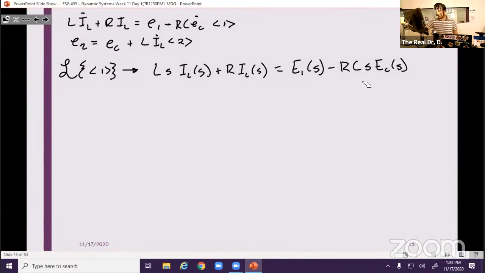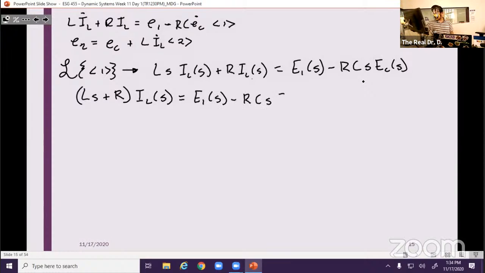So I'll combine my like terms. I'll get Ls plus R, which I will now be calling laser for the remainder of the problem, times I_L of s. Okay, we're done with this one for now. I'm going to call this equation L1, for Laplace form. Because why not?